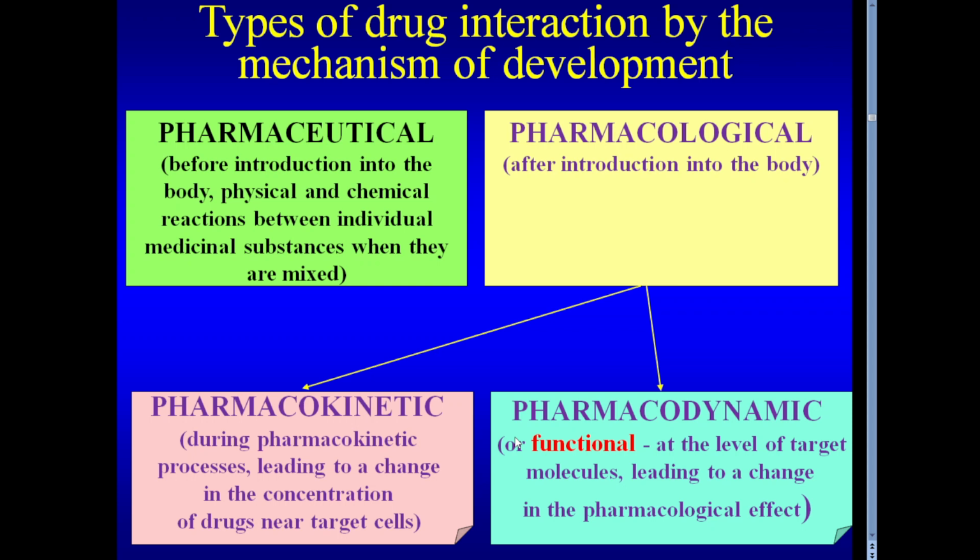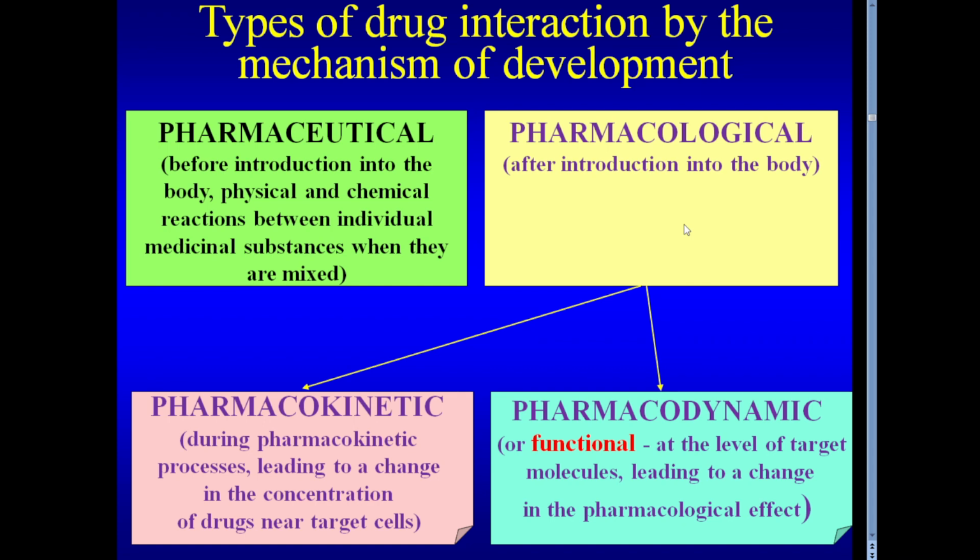By the mechanism of drug interaction, we distinguish, first of all, pharmaceutical interaction or incompatibility, and pharmacological. Pharmaceutical means interaction before introduction into the body. It's interaction in a bottle while mixing the drugs, especially solutions. These are physical and chemical reactions between individual medicinal substances when they are mixed. So these are pharmaceutical reactions.